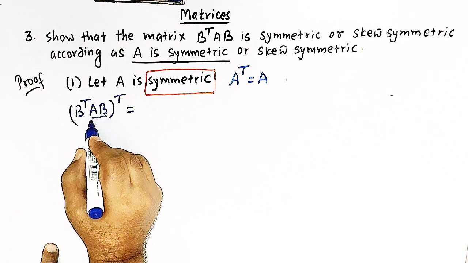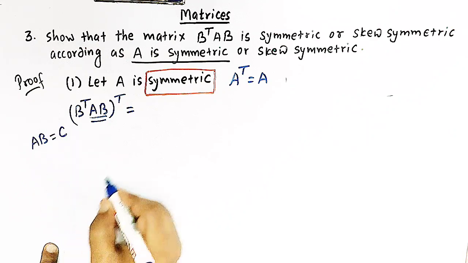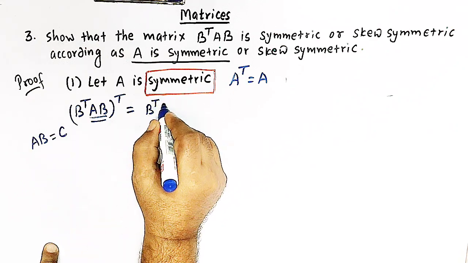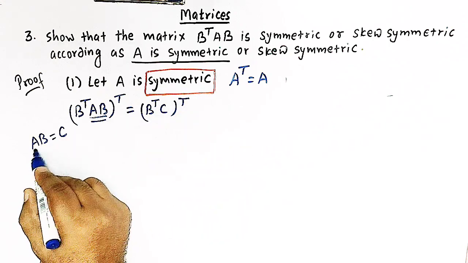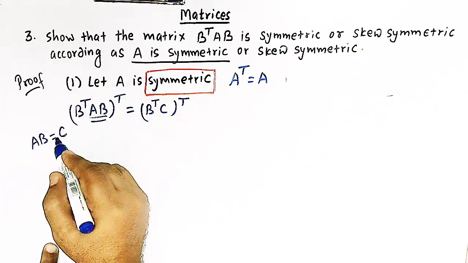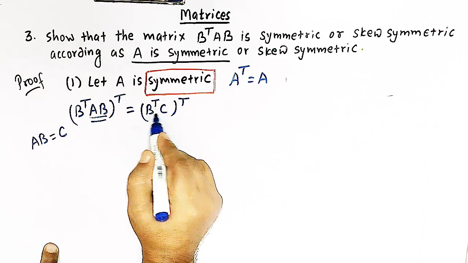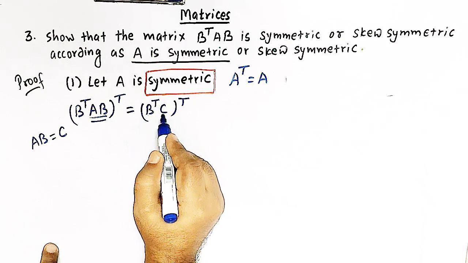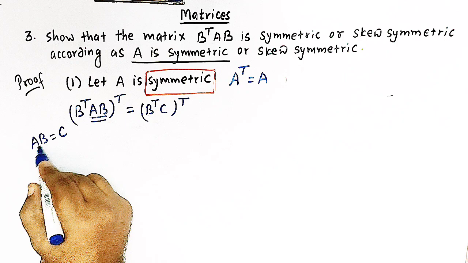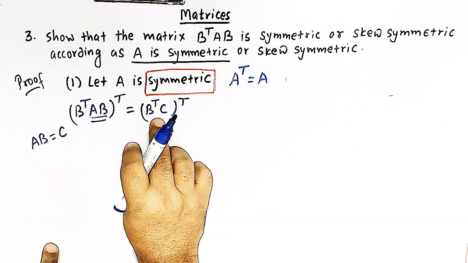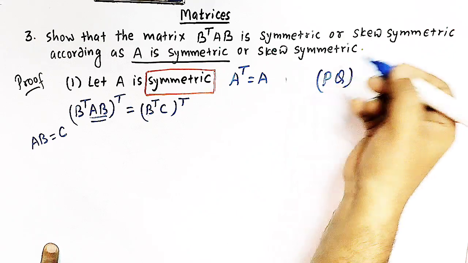So now let us consider this product, that is AB is equal to say C. So we can now write here BT and here we have C. So we are assuming this product, that is AB, is equal to some other matrix, that is C. Now we have the product of two matrices. The first one is BT and the second one is C, which is further the product of two matrices A and B.